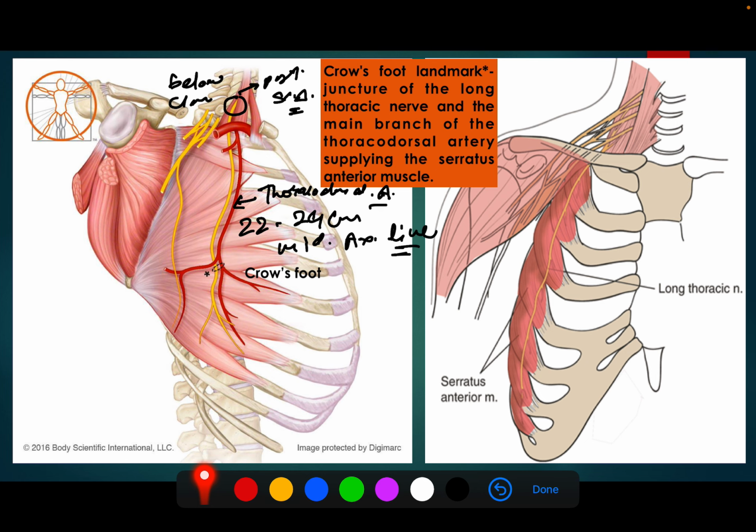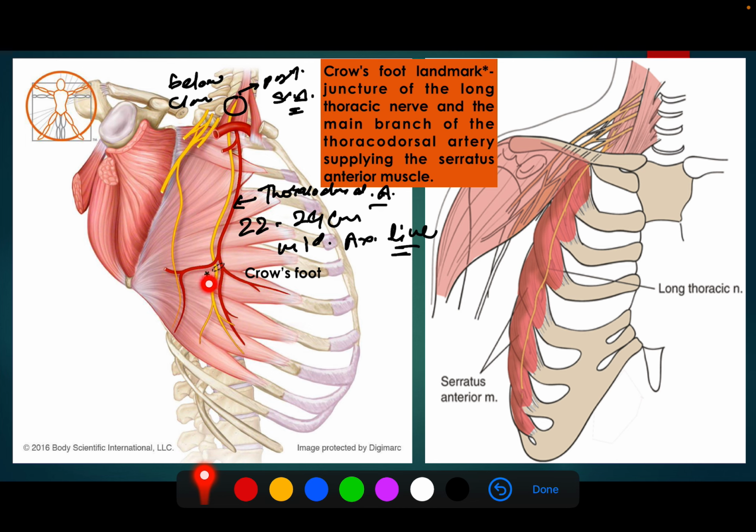And this landmark is important because in this crow's foot landmark, the long thoracic nerve is usually compressed. If it is compressed, then our serratus anterior muscle becomes less functional or dysfunctional. Do we understand? So we can also see the course over here. It is passing from the posterior scalene triangle below the clavicle, anterior to the first and second ribs, and passing above my serratus anterior muscle downwards in the mid-axillary line. Don't forget this one. And it is passing 22 to 24 centimeter downwards, supplying this serratus anterior muscle.